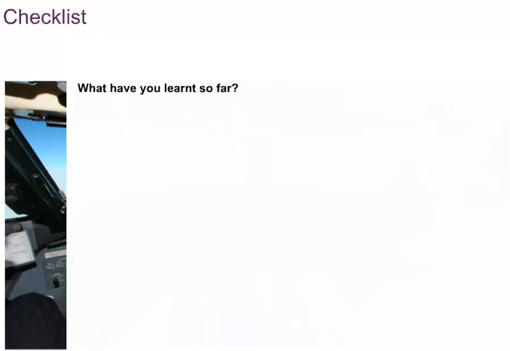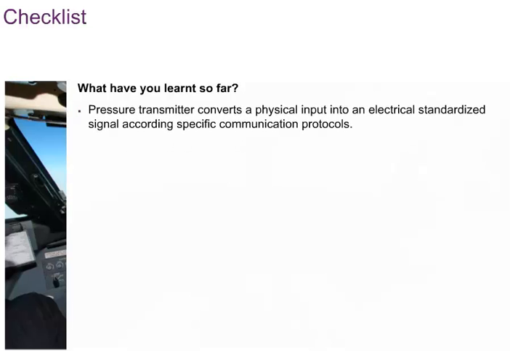Okay, you've seen a lot of facts and information, and I'm sure a lot of it isn't new to you. So what have you learned so far? Pressure transmitters are the most common instruments used inside different industries that convert a physical input, pressure, into an electrical standardized signal, 4 to 20 milliamps, according to specific communication protocols. Transmitters are composed of bottom works, flanges and transducer, and top works, housing, communication board, terminal block, and HMI.